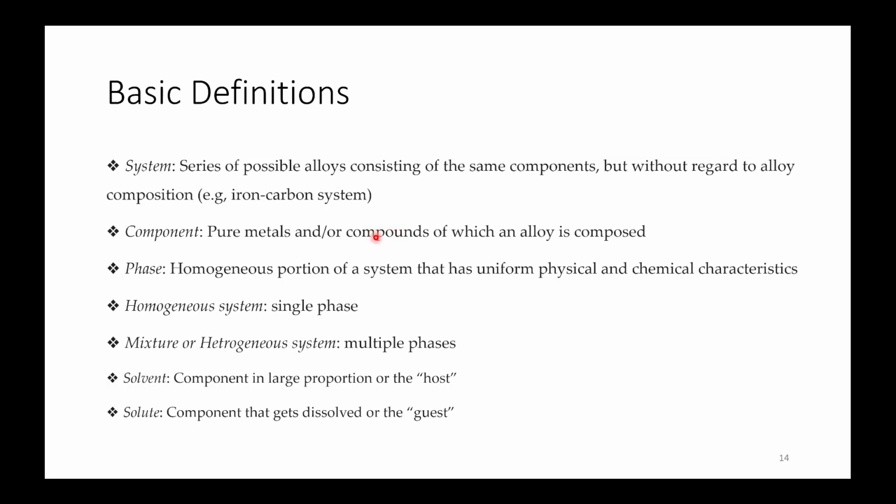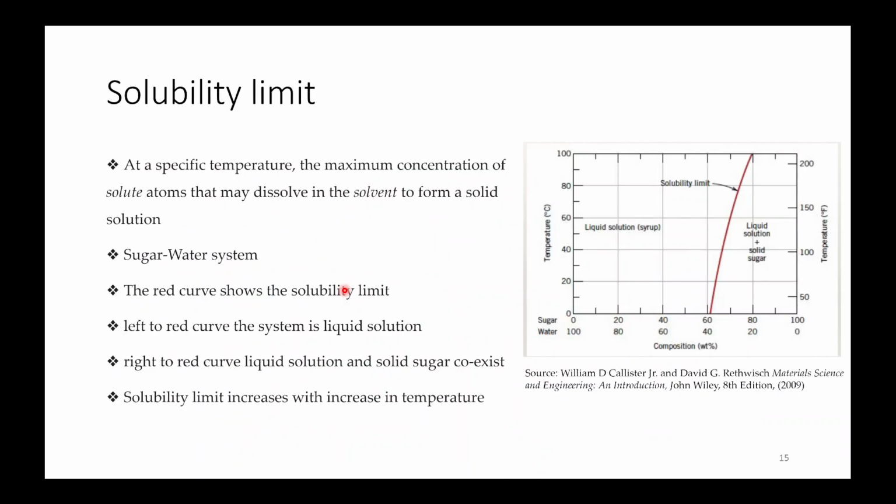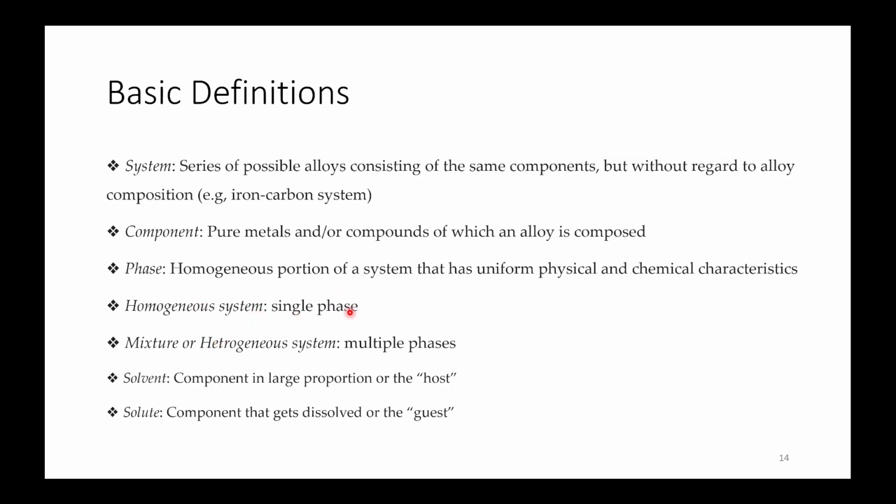There can also be some alpha phase existing along with some compounds. A phase is a homogeneous portion of a system that has uniform physical and chemical characteristics. So for example, in copper nickel, as I told earlier, the liquid phase in water or the solid phase in water, these are the phases. A homogeneous system will be single phase, and a mixture or heterogeneous system will have multiple phases.